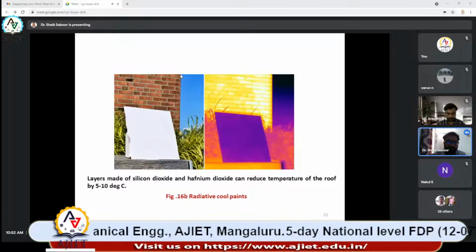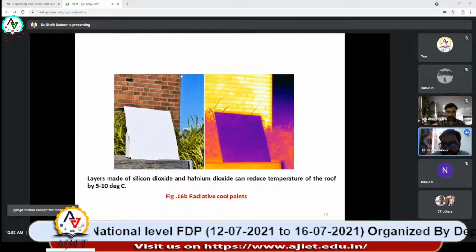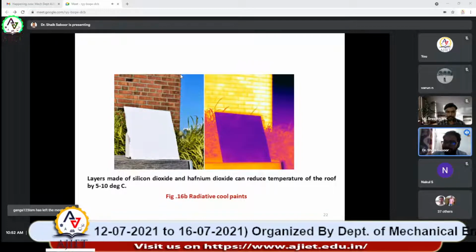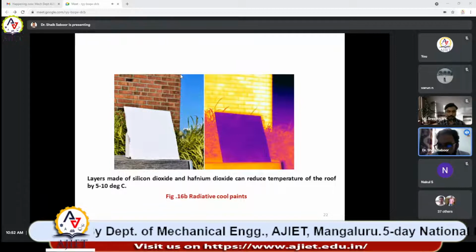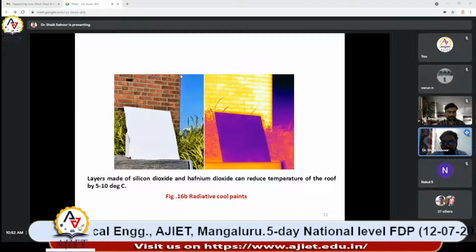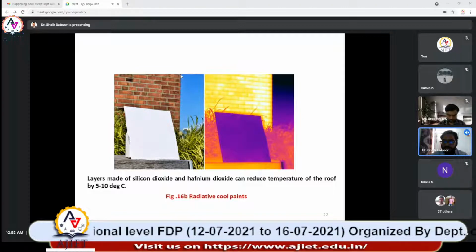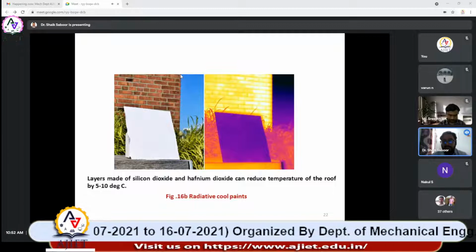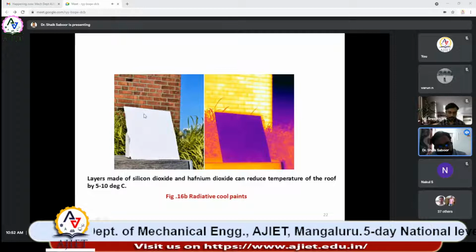Just by applying paints over the terrace or over the roofs or walls, you are able to reduce the heat gain into the building. How does that happen? We know this very well. If you wear a white shirt during a hot sunny day, you feel comfortable. If you wear a black shirt during a sunny day, you feel uncomfortable, because most of the radiation falling on the white surface will be reflected back to the atmosphere.